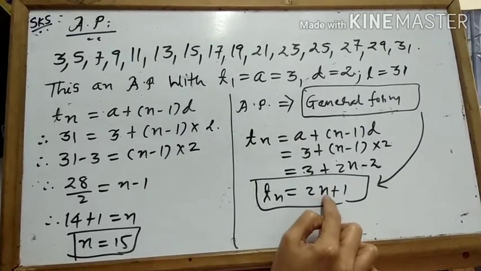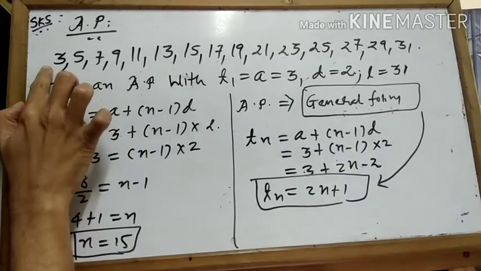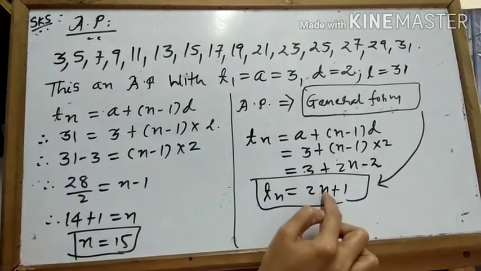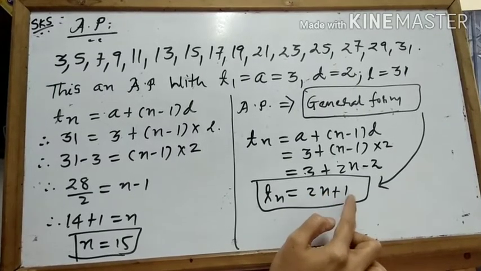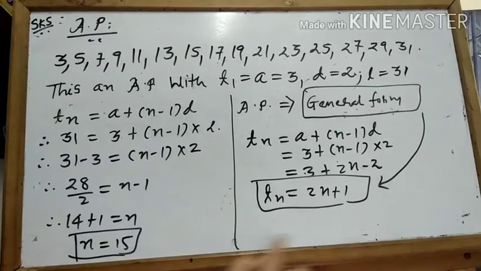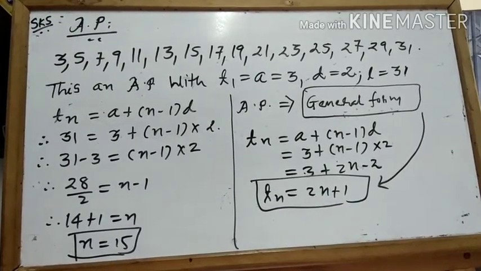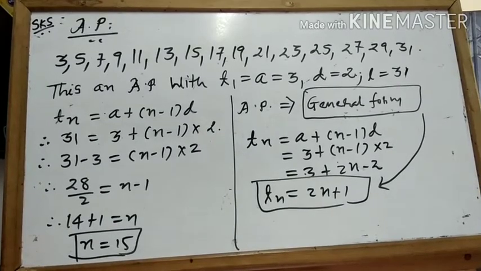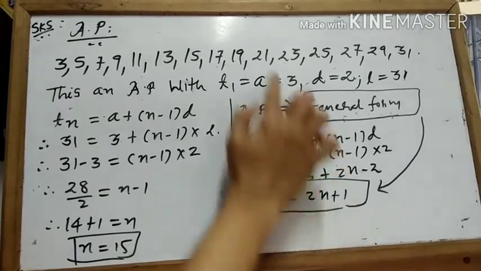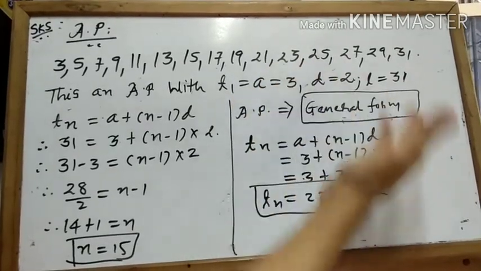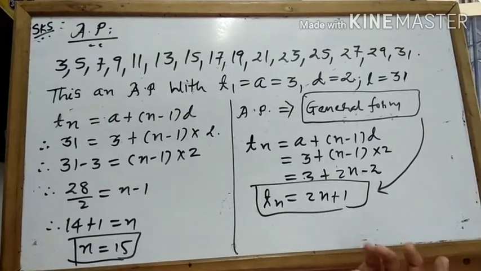Now very interesting. In this general form, substitute n as 1. Just check it out: 2 ones are 2 plus 1, 3. Your first term is 3. Substitute n as 2: second term, 2 twos are 4 plus 1, 5. Likewise, for any AP, if you know the general term, you can find whichever term you want, the 15th term, the 16th term. There's a general form for this sequence, which right now is a finite sequence, but we can make it an infinite sequence also.